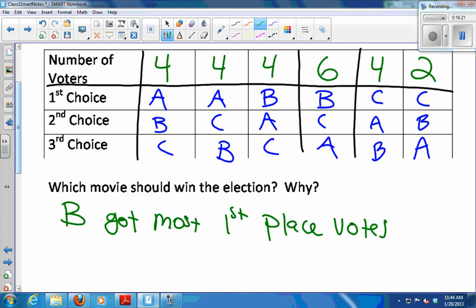Okay. So that's a reasonable way to decide. Can anybody make an argument for another movie? That B should not be the winner, it should be somebody else.